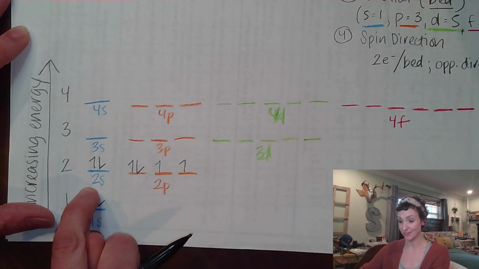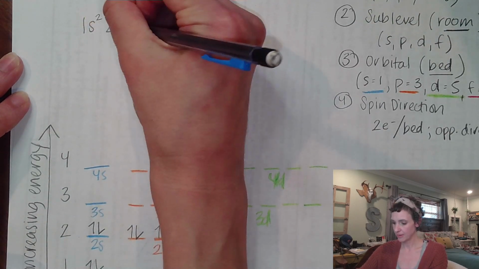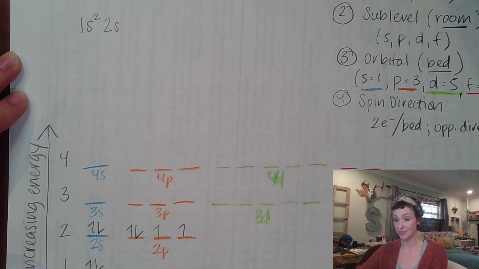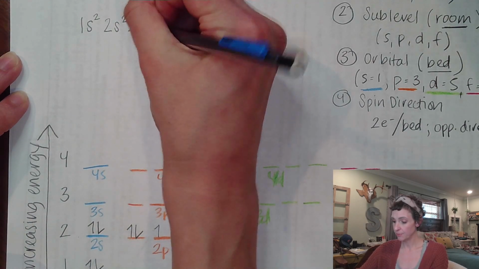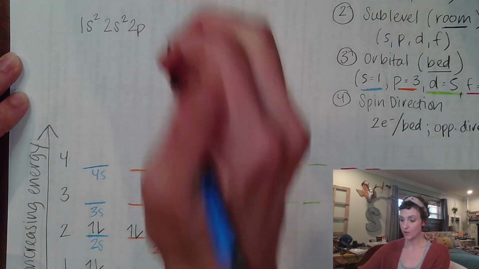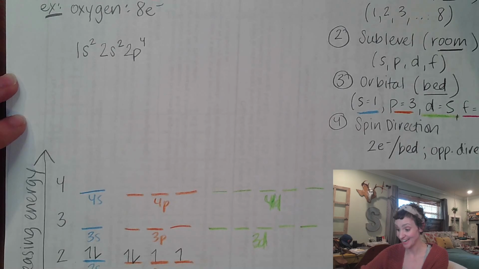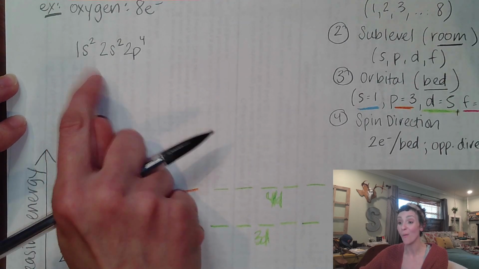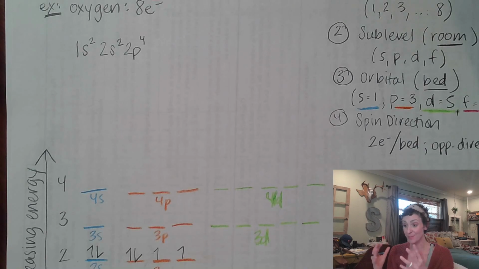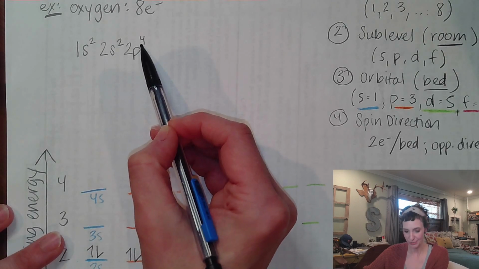The next room that was filled, I have a 2s room. So I'm going to go 2s. How many electrons are in that 2s room? 2. The next room we filled up was the 2p room. 2p. And how many total electrons are in the 2p room? 4. This is what's called electron configuration. Writing this out, showing the order of all of these different rooms and beds being filled up and how many electrons you have in all of those rooms, okay?